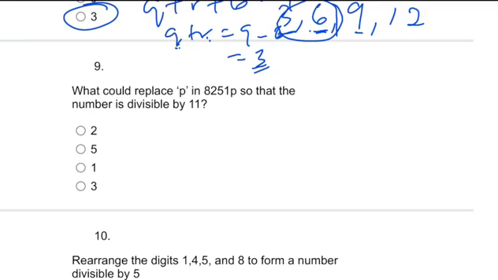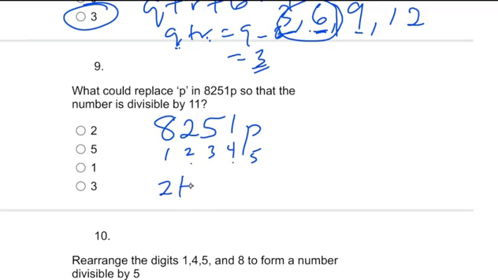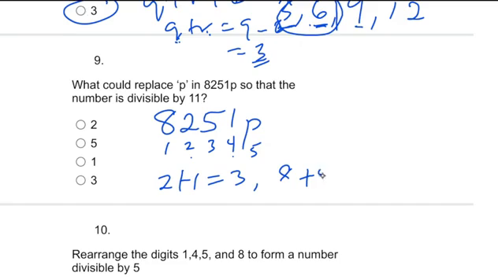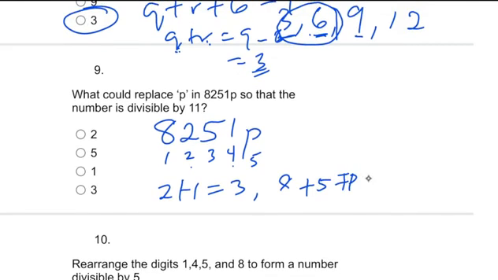So we've just finished the number that is divisible by 11. The difference between the even and the odd positions must be divisible by 11. So that's what we're going to look at. If you write 8 2 5 1 P, this is the first, second, third, fourth, fifth. So let's add all the even: 2 plus 1 equals 3. Then the odd ones will be 8 plus 5 plus P. That's going to be 13 plus P.